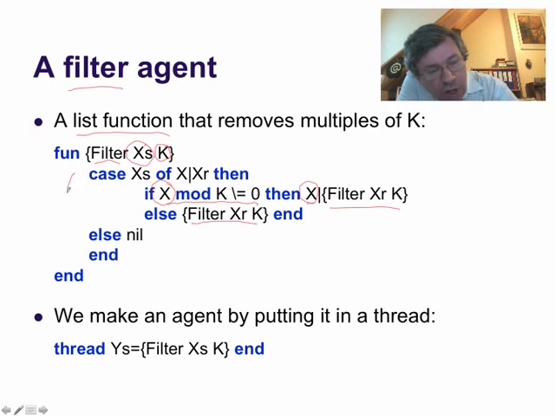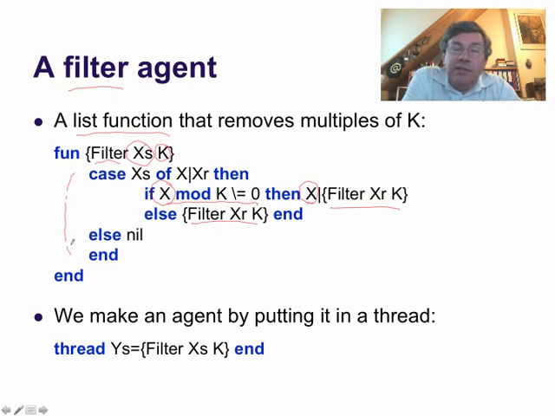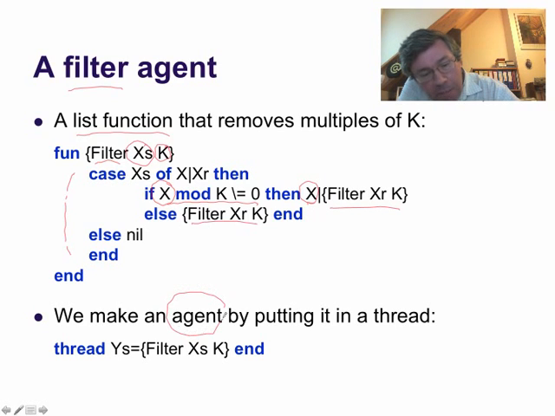And this is just a list function, okay? It is an existing list function. In fact, it's even part of the system. We turn this list function into an agent by putting it into its own thread. So here we have an agent that has an input stream xs and an output stream ys.